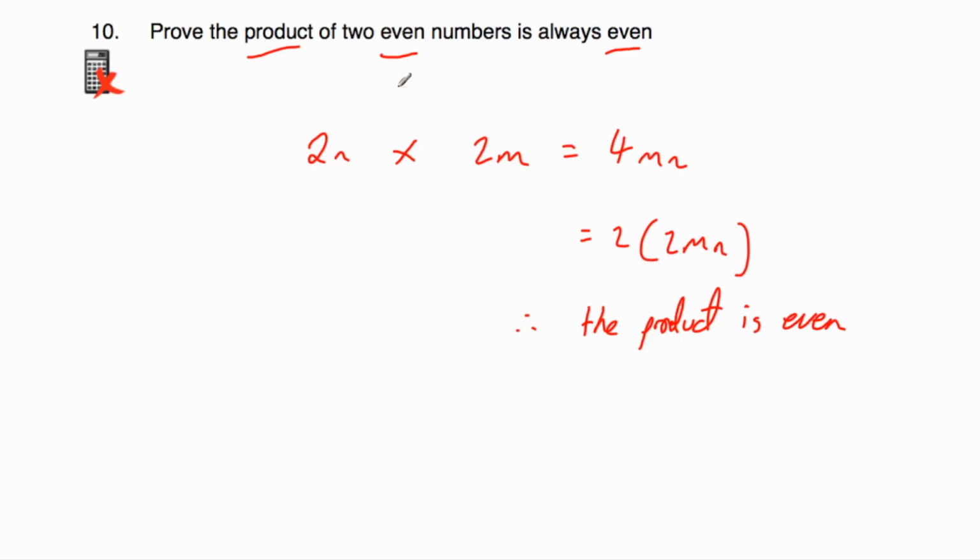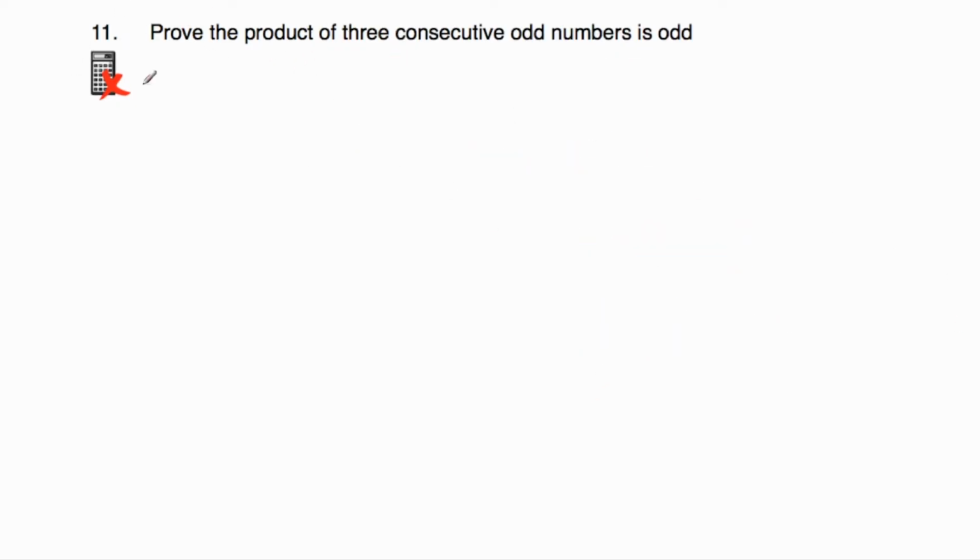Okay, let's have a look at question number 11. So question number 11 says, prove the product of 3 consecutive odd numbers is odd. So we want to show the product, so what we get when we multiply, of 3 consecutive odd numbers, so 3 odd numbers that are consecutive, and we want to show that the answer, the result, is odd. So let's get our 3 consecutive odd numbers.